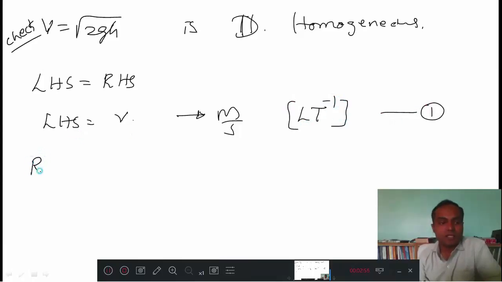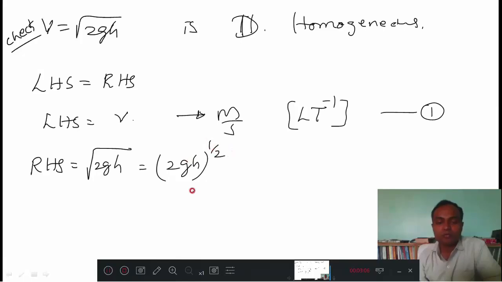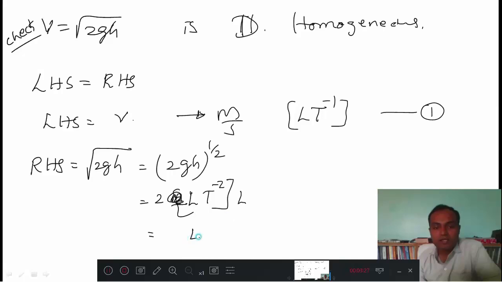Then what is RHS? RHS is root 2gh. Okay, means I can write it as 2gh to the power 1 by 2. Now 2 is dimensionless and g is acceleration, meter per second square, so you can write it as L T raised to minus 2, right? Then h is a length, that is L, therefore you will get L square T raised to minus 2, to the power 1 by 2, the entire thing. This 1 by 2 multiplied to L square, then the square cancels and L will be left, and this 1 by 2 multiplied to minus 2, then minus 1 will be left.